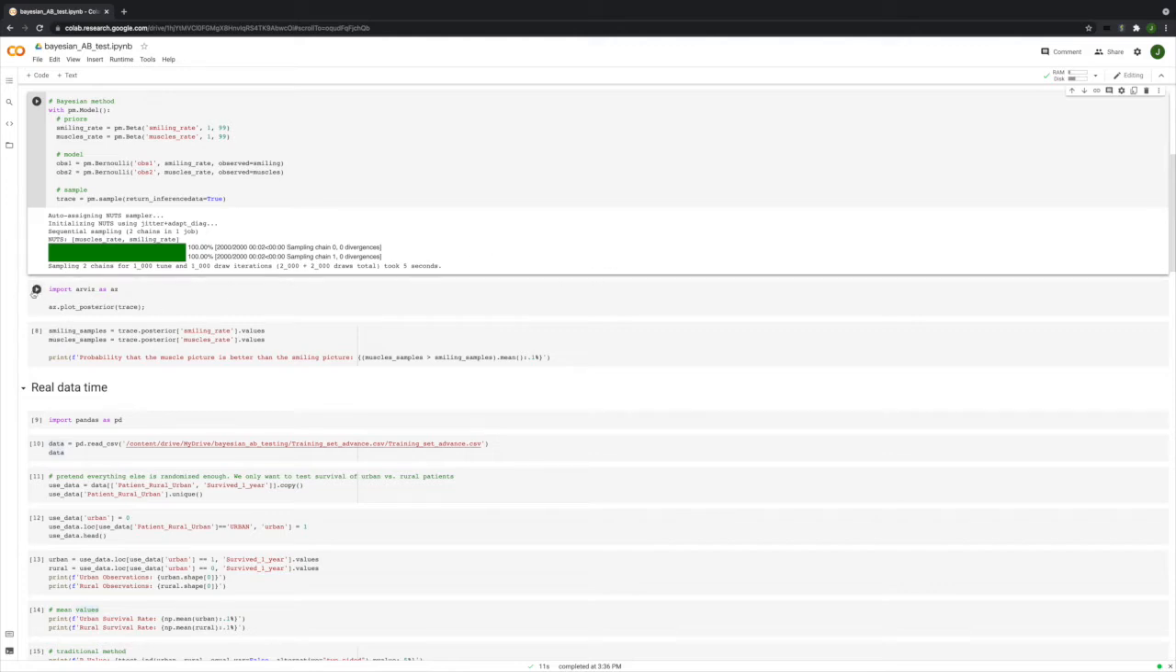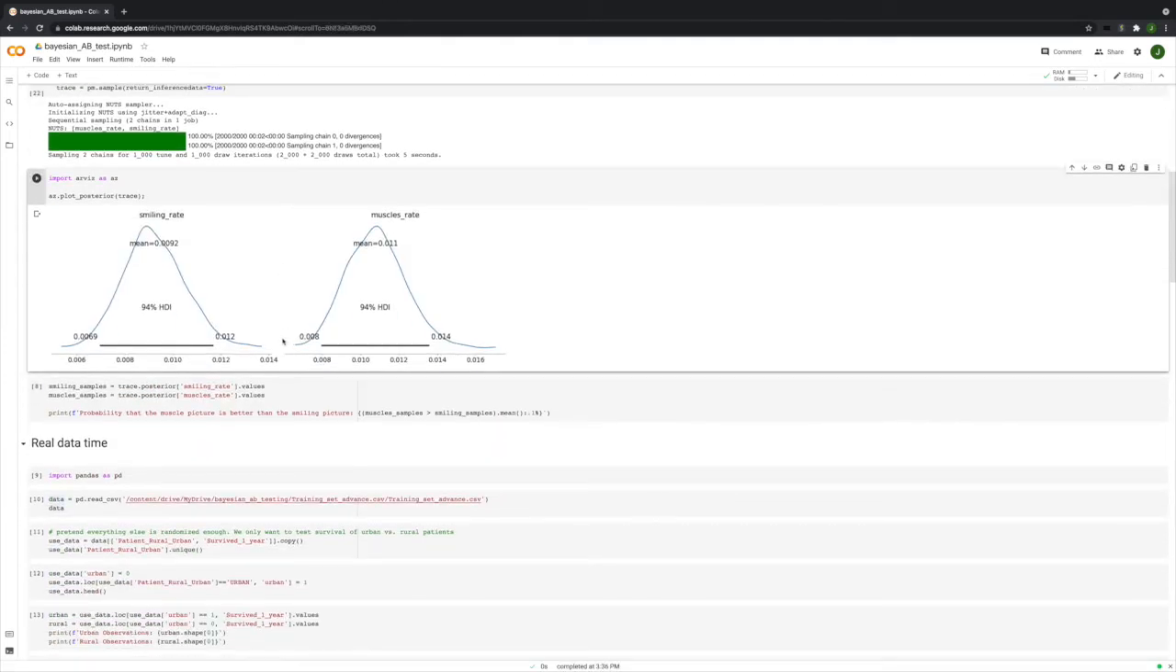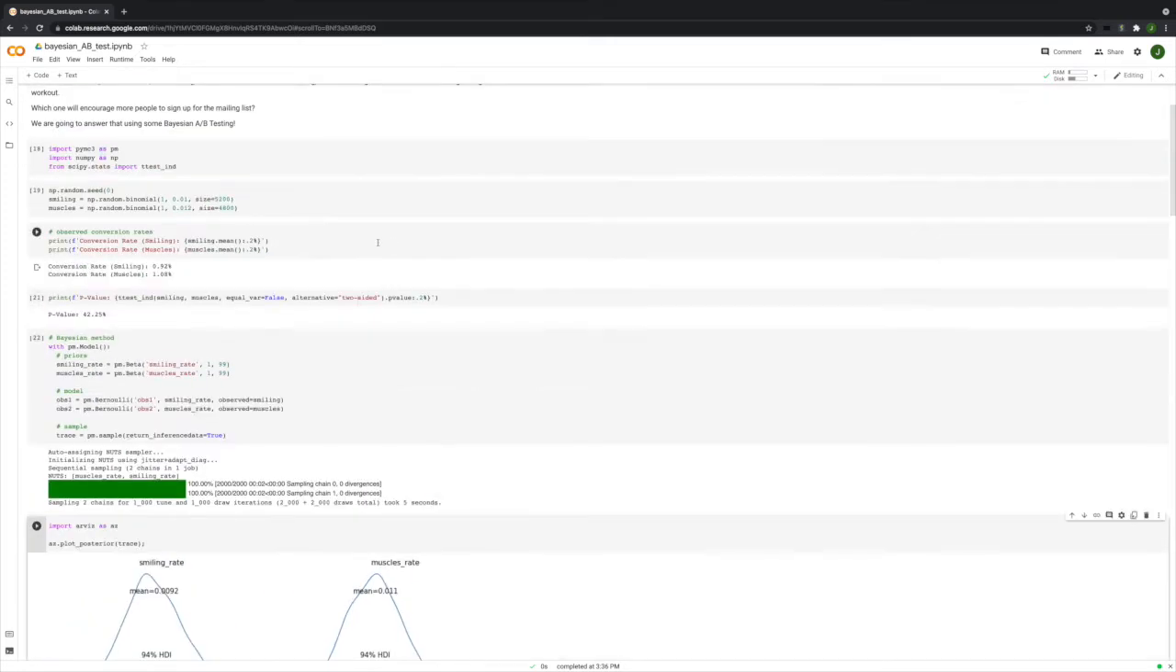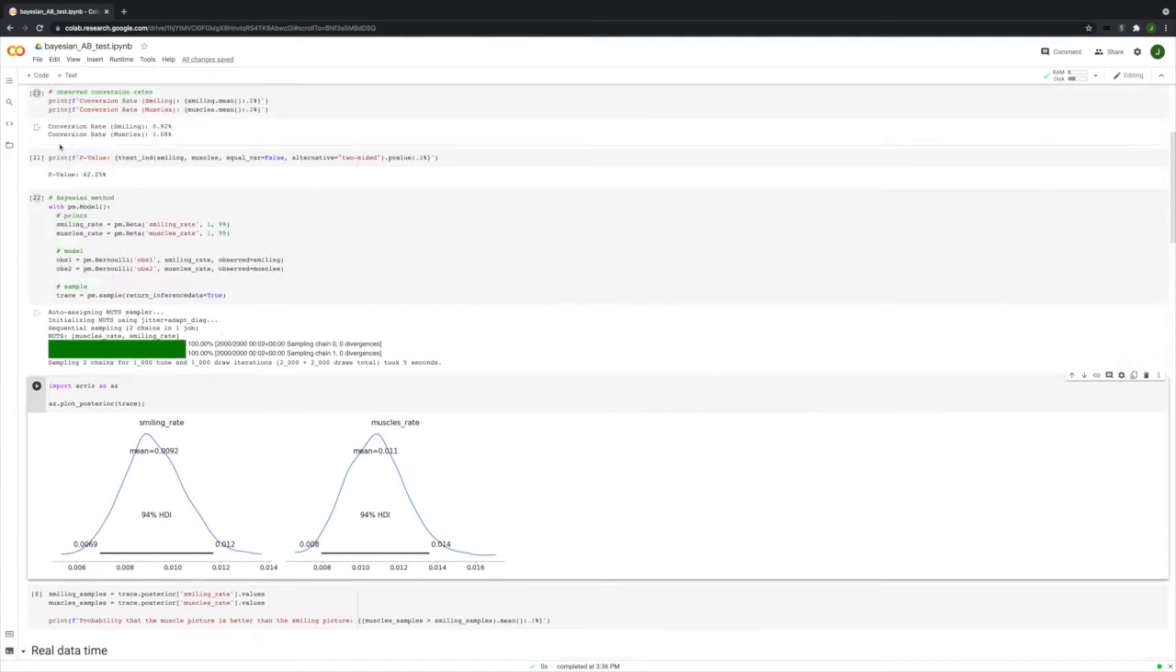Let's go ahead and look at the posterior distributions for our conversion rates. As we can see, our mean rates for each one were about what we saw from our observations, which is excellent. That's exactly what you want. And here we said it goes from about 0.7% to about 1.2%, and the muscle conversion rate goes from about 0.8% to 1.4%. And we can tell there's pretty significant overlap between the two, which explains why we got such a high p-value.